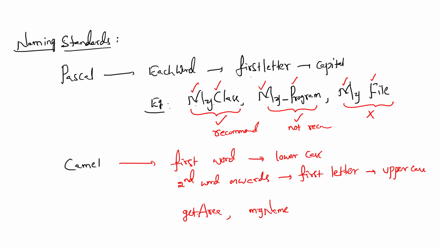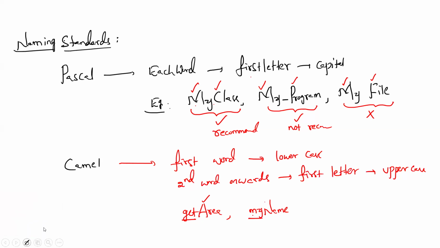Like this. The first word, get, is lowercase. Area, the second word, has a capital first letter. My, the first word, is completely lowercase. Name, N capital. My mail ID, my Aadhaar number, something like this. Here also underscore is allowed but not recommended.